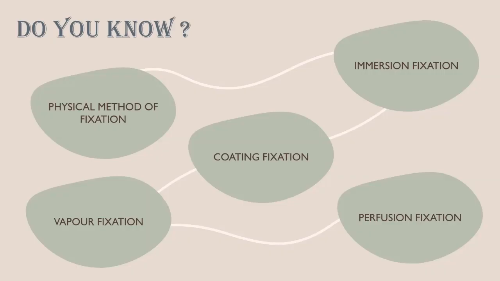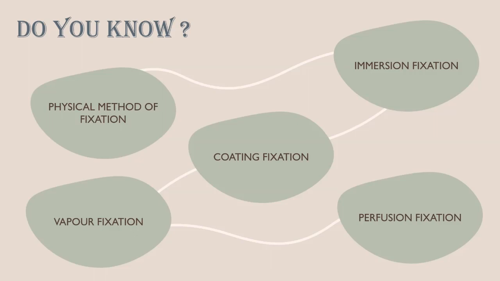So I said there are only two types of fixation, right? One is chemical and another one is freezing. But there are few other fixations too. So first one is physical method of fixation. It is a heat and microwave fixation, but it is not commonly used in histology as it damages the tissues. But it is usually done to bind the specimen to the slide.